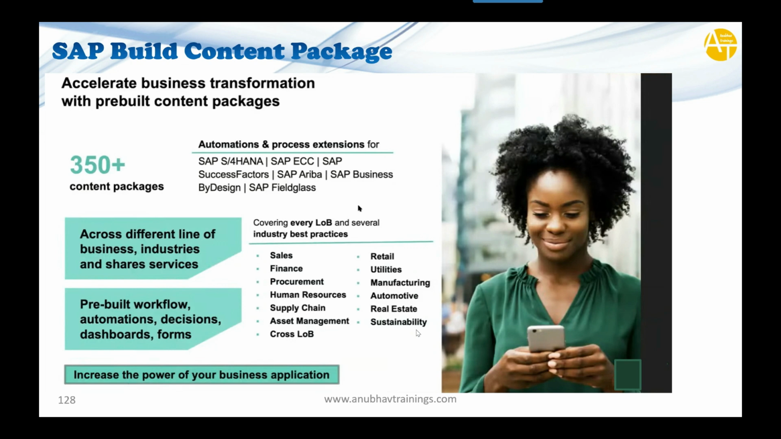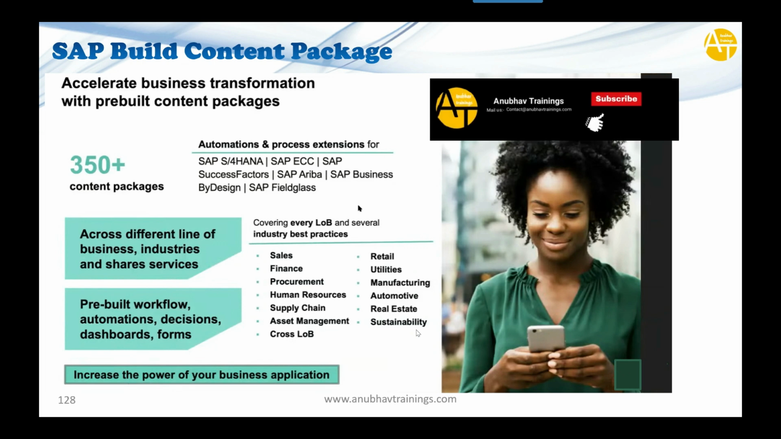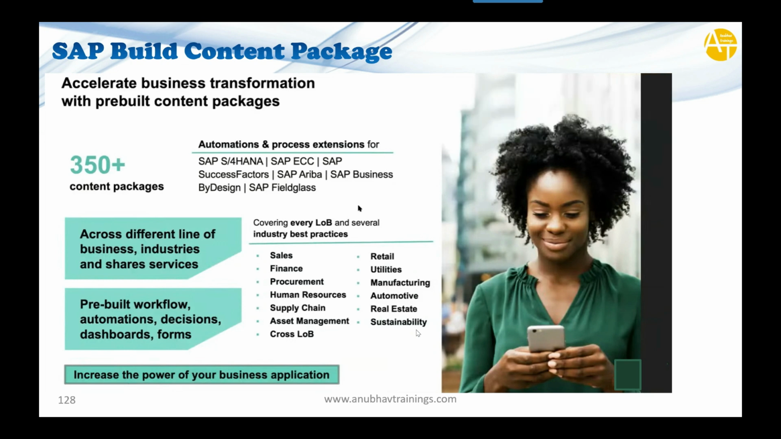This is one of the main USPs, unique selling points, of SAP Build Process Automation when it comes to pre-built content packages. There are already 350 plus, and counting more as I'm speaking. These content packages cater to different kinds of line of business needs, be it sales, finance, procurement, HR, retail, utility, oil and gas, automotive, real estate, and more. These are inspired from the real-time processes which are often used in SAP ERP.